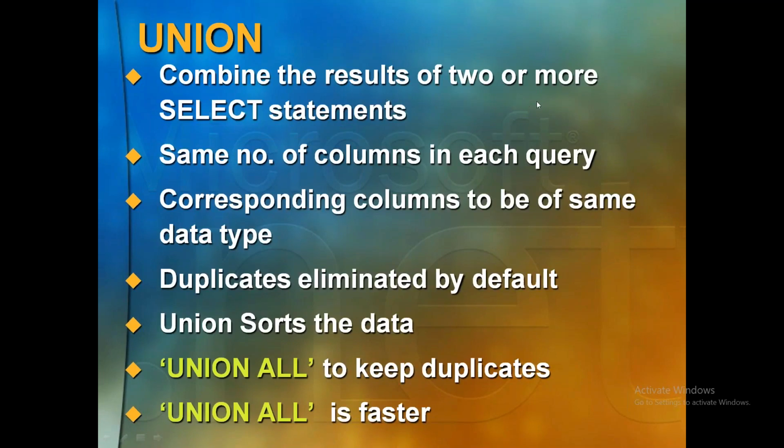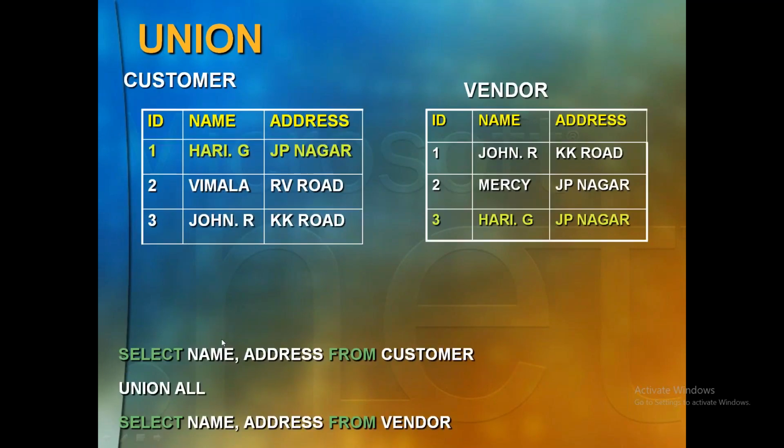So union: combine the results of two or more select statements. Same number of columns in each query. Corresponding columns to be of the same data type. Duplicates eliminated by default. Union sorts the data. Union all to keep duplicates. Union all is faster. What is the meaning of union all?